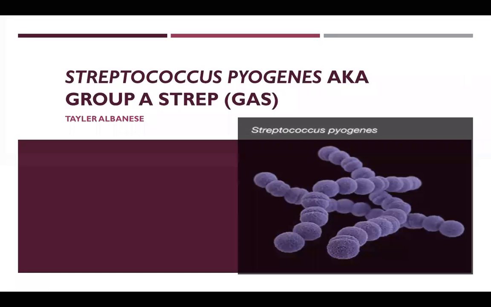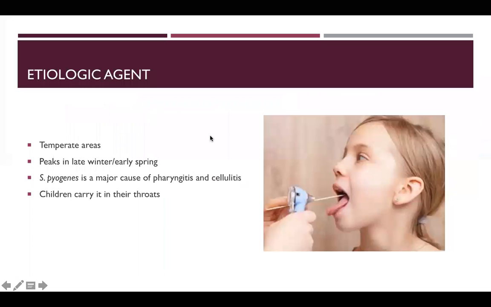Okay, so my presentation is on Streptococcus pyogenes, also known as Group A strep or GAS. It is popular in temperate areas. It peaks in the late winter or early springtime in the United States. It is a major cause of pharyngitis and cellulitis, and children carry it in their throats.